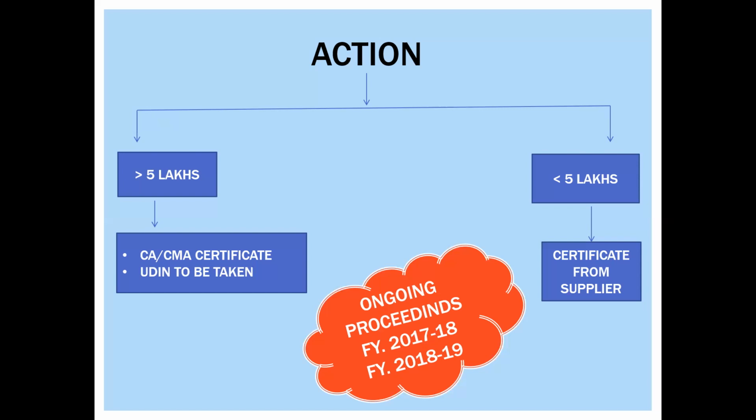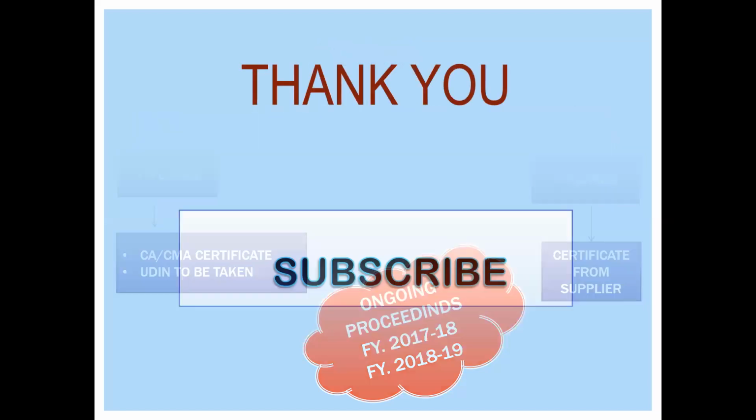Now, if the difference is less than 5 lakhs, the proper officer may ask to produce a certificate from the concerned supplier stating that the supplies have actually been made by him and the tax on them is actually paid by the supplier in his GSTR3B. Moving on to other key takeaways from this circular, it is very important to note that these instructions will apply only to the ongoing proceedings in scrutiny, audit or investigation for the financial year 2017-18 and 2018-19.